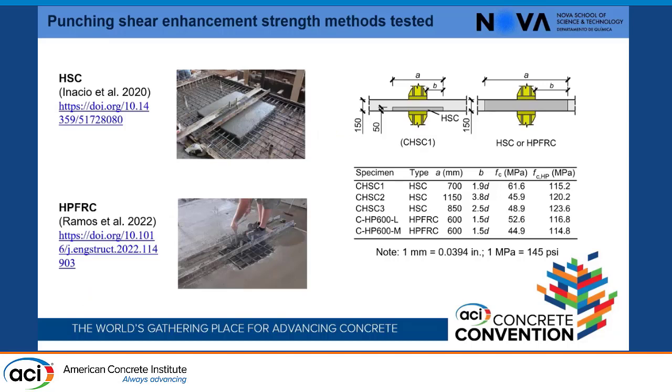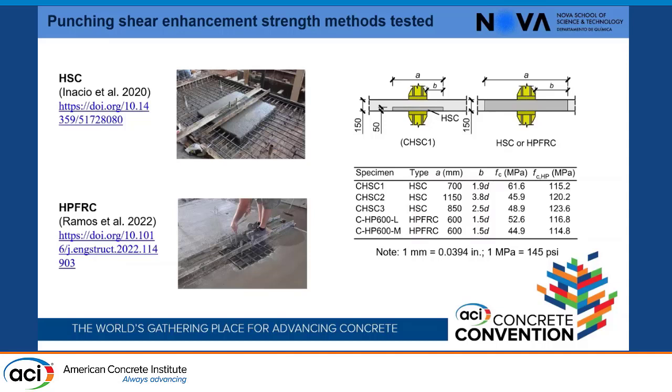Here we have the other two solutions that we tested: a high strength concrete and high performance fiber reinforced concrete. In the high strength concrete, we cast the high strength concrete first and then the conventional concrete in the rest of the slab, but in the high performance fiber reinforced concrete we had to do it the opposite way, because it is a self-compacting concrete, so we had to cast the conventional concrete first and then the high performance fiber reinforced concrete. On the right we have all the specimens of these two types.